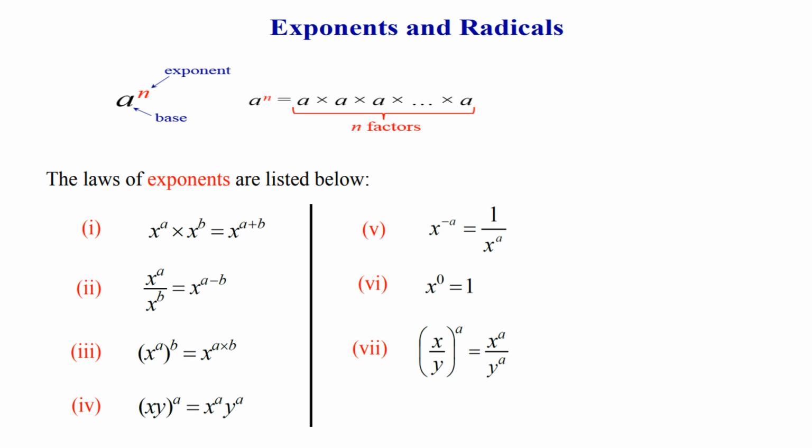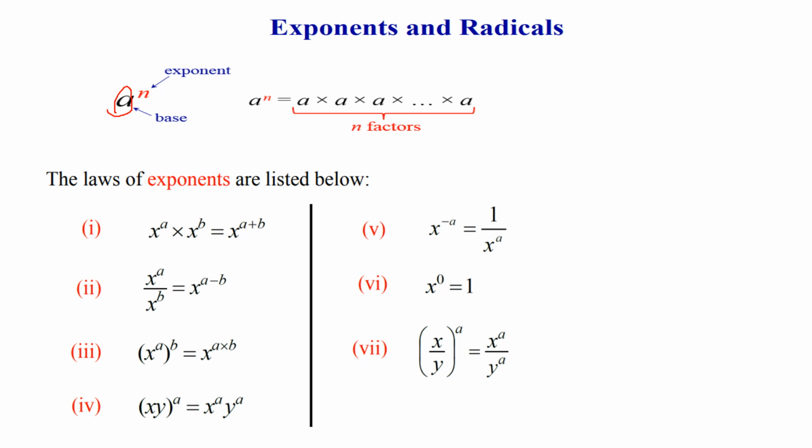Hi, in this video we're going to talk about exponents and radicals. So the exponent function is defined for a power n. So what is a? A is the base and n is the exponent. And this means a is multiplied n times.